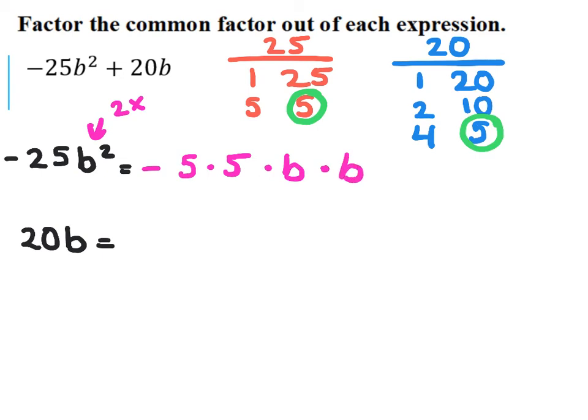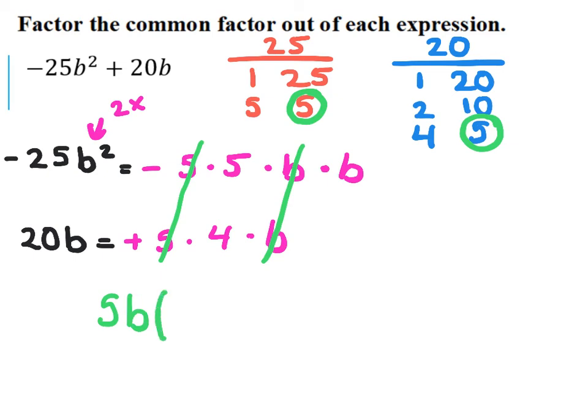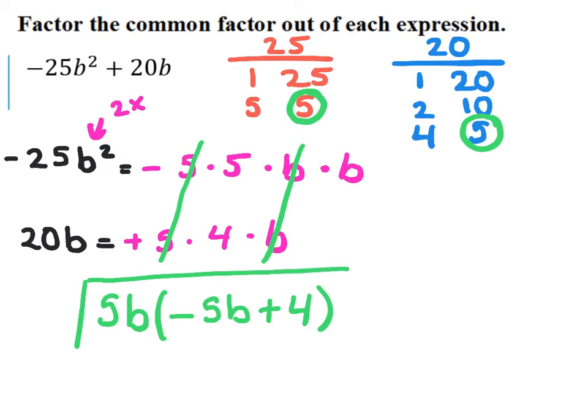For 20b, it's positive. I know my greatest common factor is 5. When I divide that 20 by 5, I get 4, and I only have one b. So I'm going to write down a singular b. Now, the things we have in common is I have a 5 and I have a b. So I can take out a 5b, and I'm left with negative 5b from the first part of the expression and plus 4 from the second part.